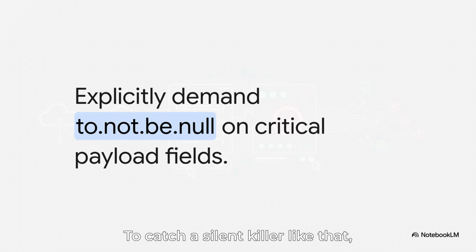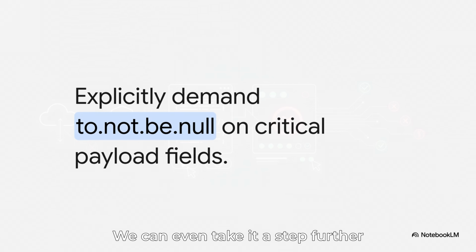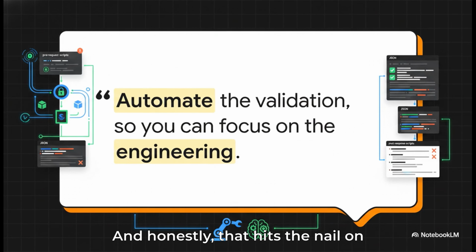To catch a silent killer like that, we write a test using Chai's chainable methods. We don't just stop at the HTTP status. We parse the JSON and explicitly demand that the transaction ID is not null. We can even take it a step further and enforce the data type, making absolutely sure it's a string. And honestly, that hits the nail on the head for the core philosophy here. Automate the validation so you can focus on the engineering.